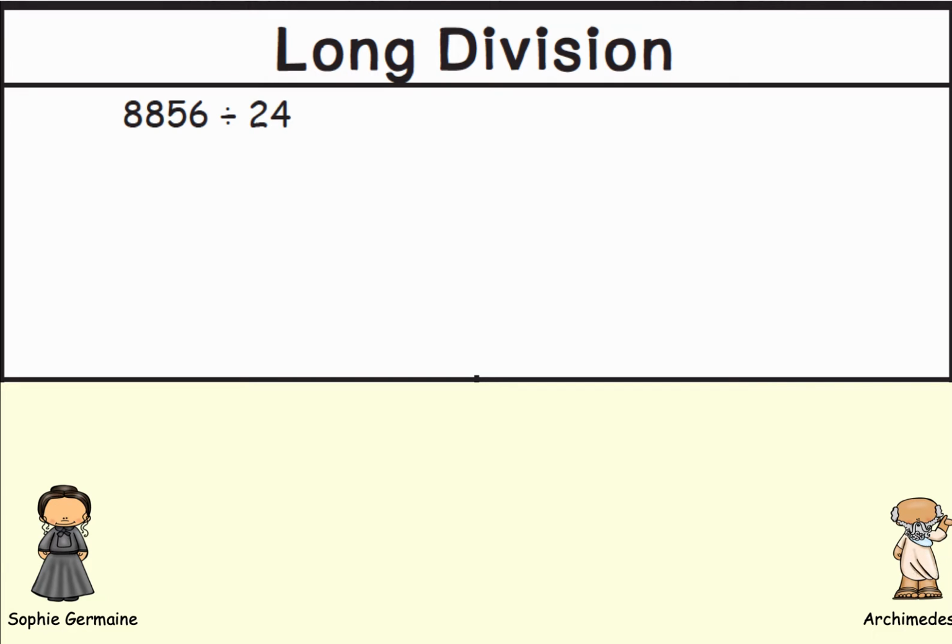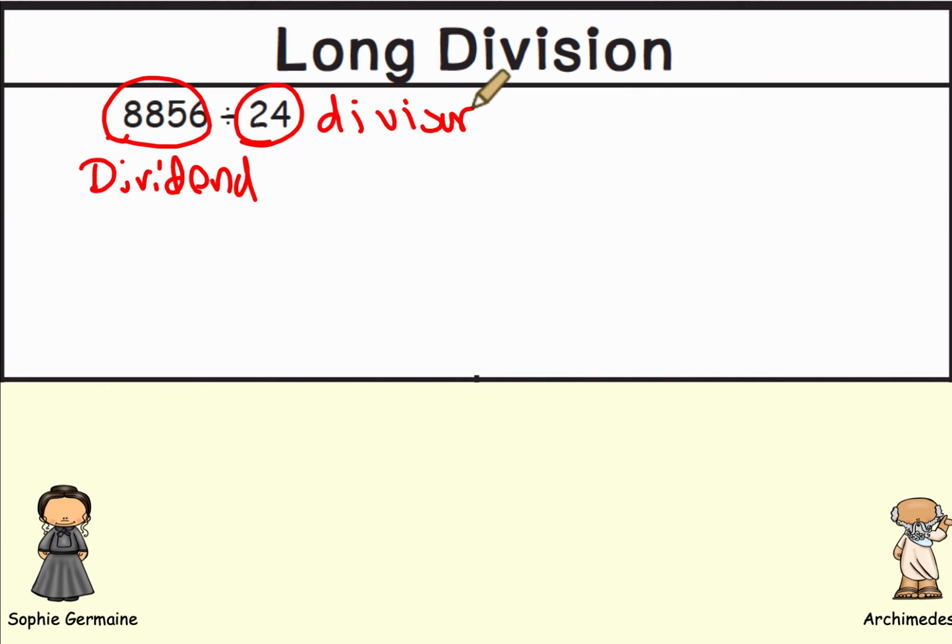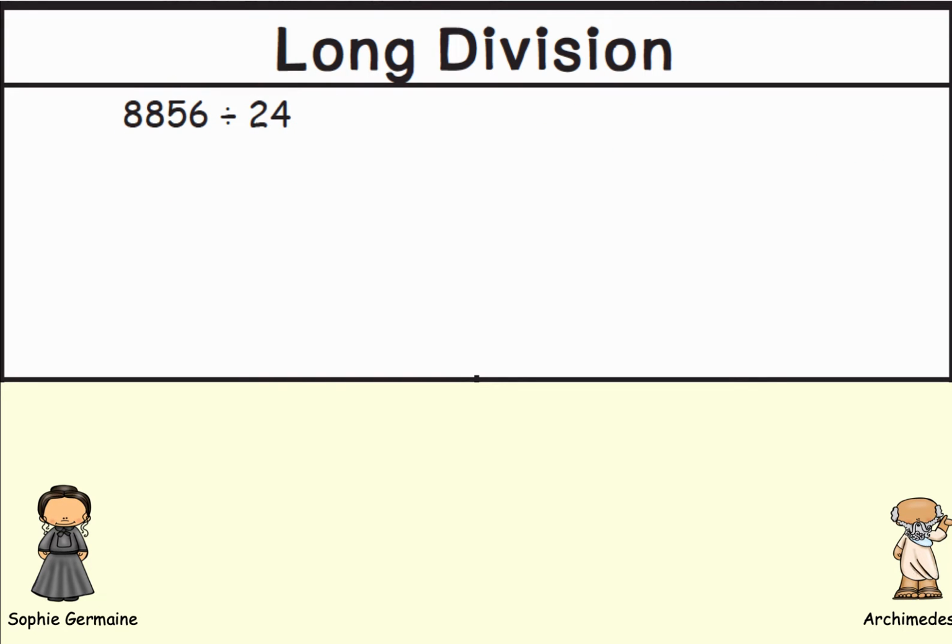Just as a reminder regarding vocabulary, in a division problem, the first number is called the dividend, and the number you're dividing by is called the divisor. And a dividend divided by a divisor is a quotient. When you're setting up to do long division, we use the symbol that looks like this over the dividend, and we put the divisor on the left.